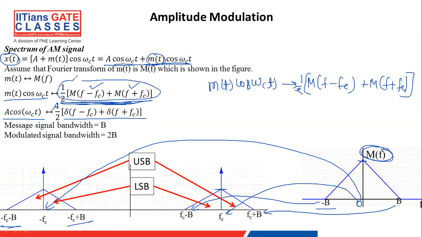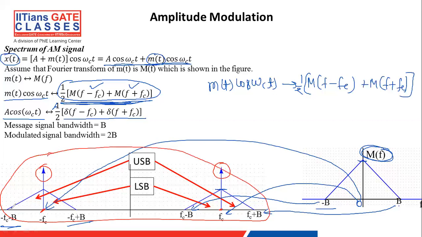Now let's take the second one, which is A/2 [δ(f − fc) + δ(f + fc)]. It is nothing but two impulses. One is located at fc, one is located at minus fc. So this is how the total spectrum looks. This is the spectrum of AM. This complete thing is the spectrum of AM, which has this term because of the message, and it has impulses because of the carrier term, which is A cos ωct.